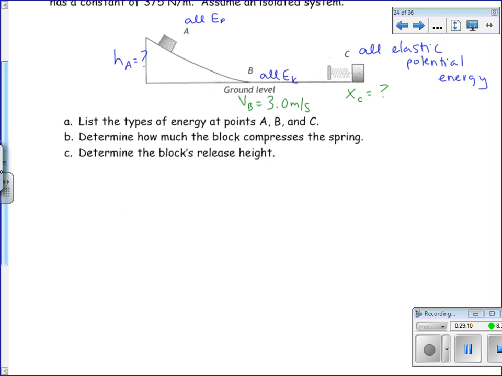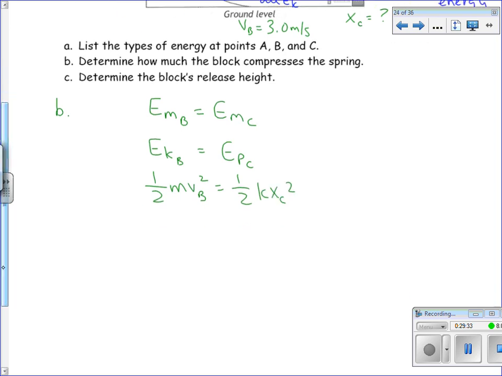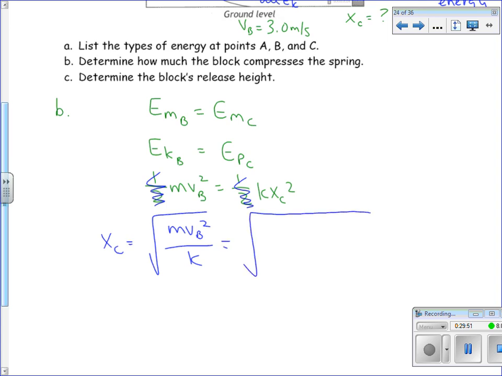So the mechanical energy at B is equal to the mechanical energy at C. At point B, we said it was all kinetic energy. At point C, it's all elastic potential energy. So we have 1/2 m v_B squared equals 1/2 k x_C squared. We have no masses that we can cancel because the elastic potential energy formula doesn't depend on mass, but we can cancel the 1/2. Then x_C equals the square root of m v_B squared divided by k, which gives us the amount that the spring compresses.